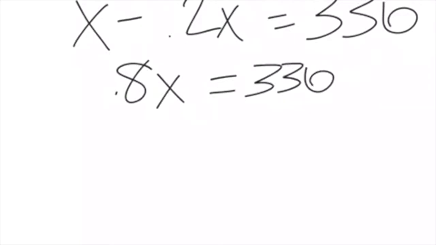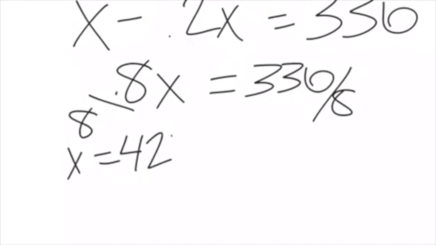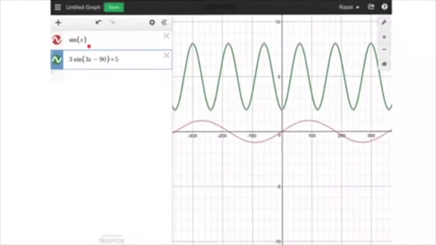6. And then you would divide each side and get x equals 420. So this is sine, and so this is the busy graph of sine.